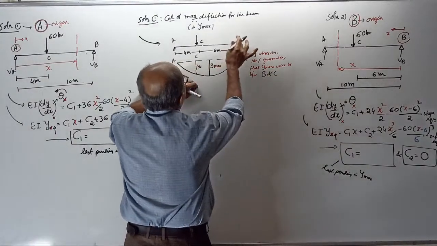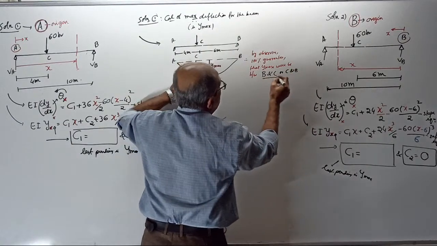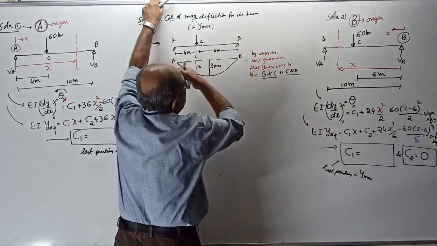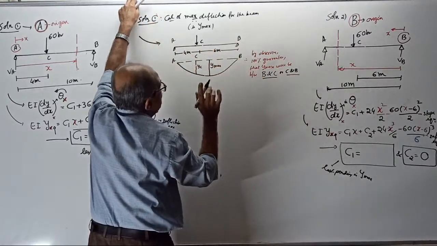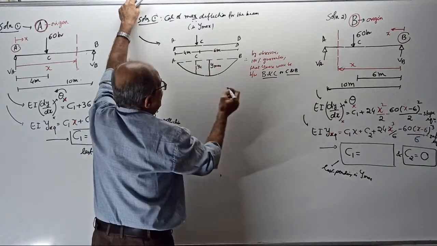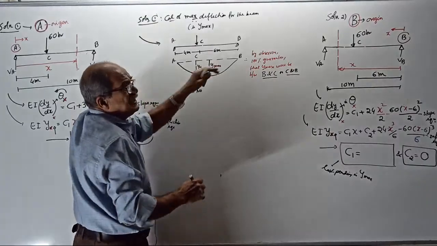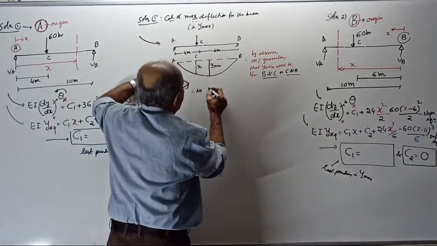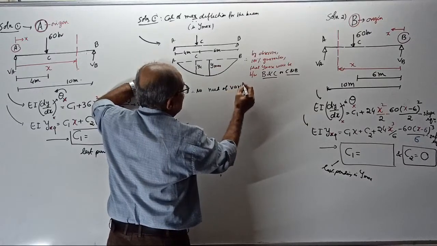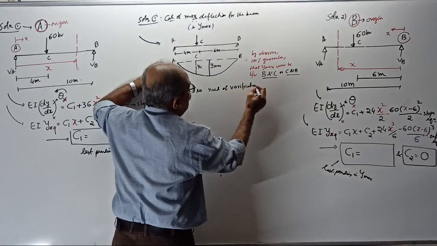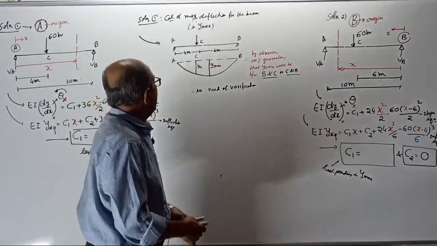You can call it between B and C, or you can call it C and B, depending upon the origin. If you take B as origin, you say B and C. If you take A as origin, you say C and B. Okay, 100% guaranteed. Therefore, there is no need of any verification. That is 100% guaranteed, therefore directly write.